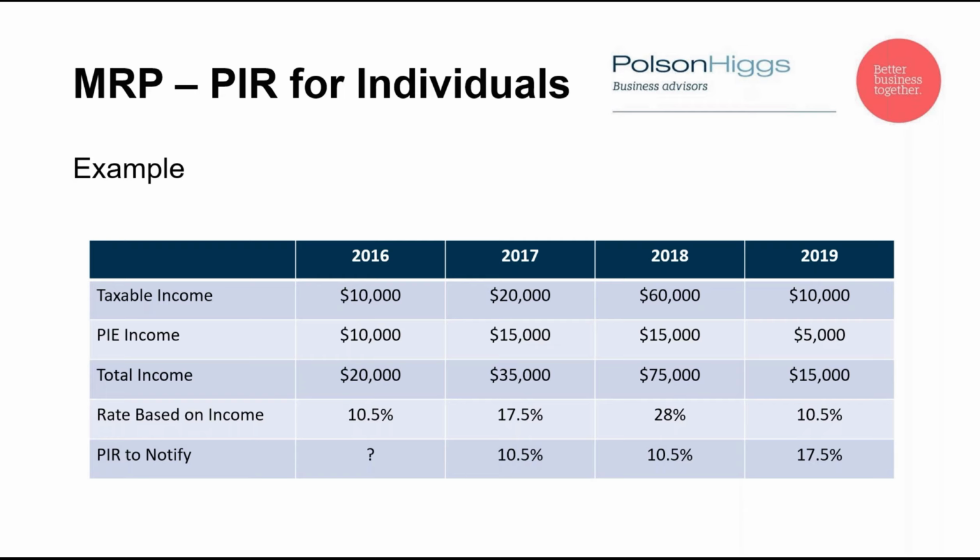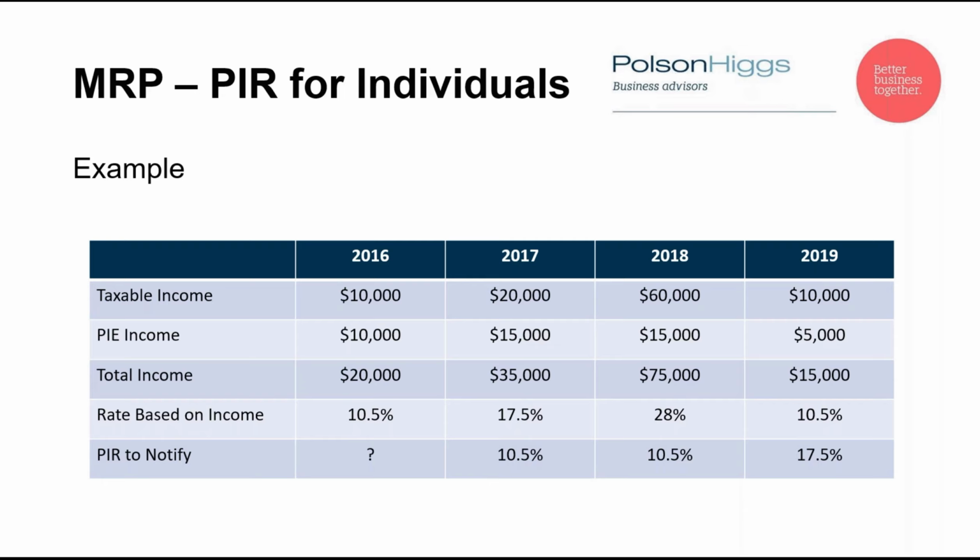So we've got an example here showing how to work out what PIR to use for an individual. You can see this person has a mixture of taxable income and PI income, which varies from year to year. Using the table on the previous slide, we can work out the rate for each year based on their income. So for 2016, we can see they've got $10,000 of taxable income and $10,000 of PI income, which would indicate a rate of 10.5%.